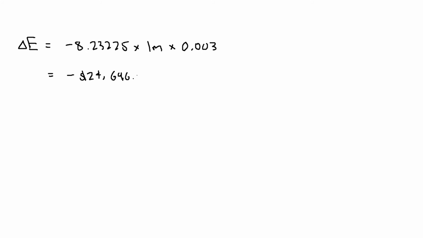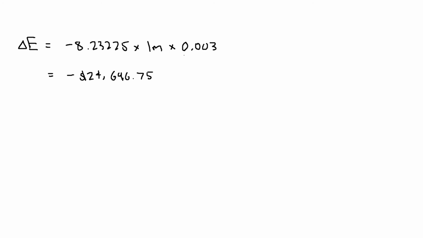Change in equity is equal to, and the duration gap's still the same, which is 8.23225. Our total asset value hasn't changed either, it's still 1 million. Now instead of doing times minus 0.002, we're going to do times 0.003 for 30 basis points. And this should give you minus $24,696.75.